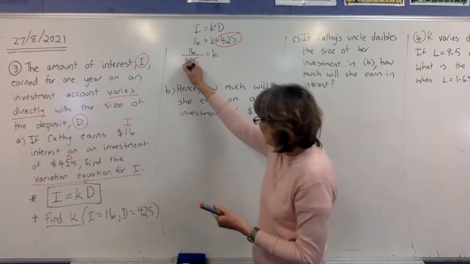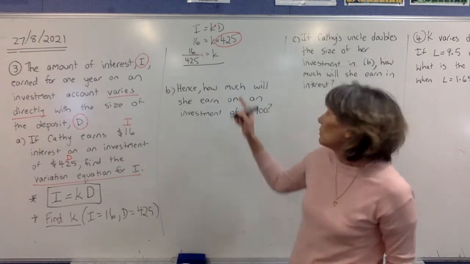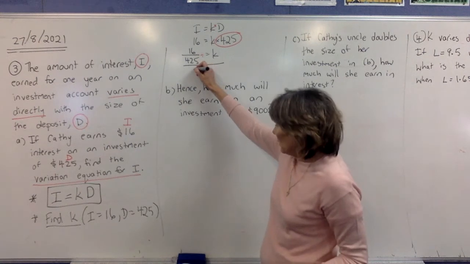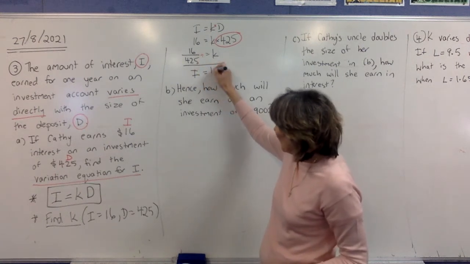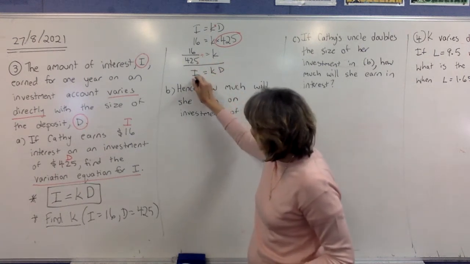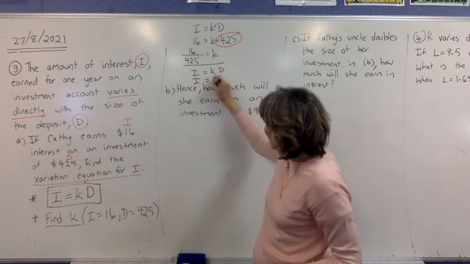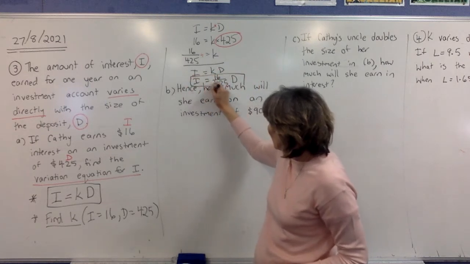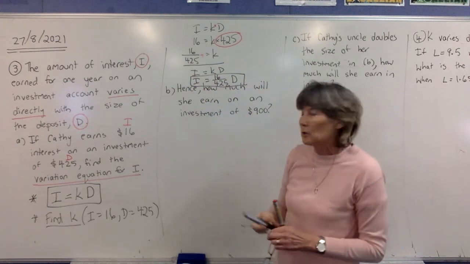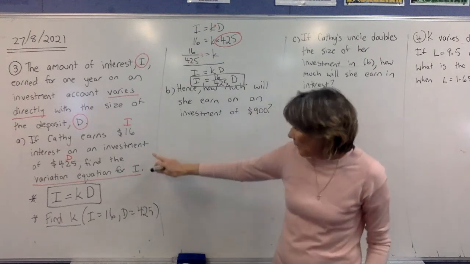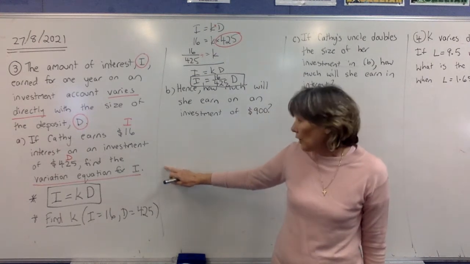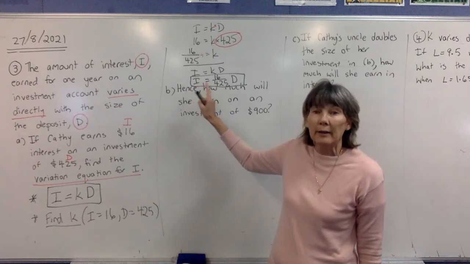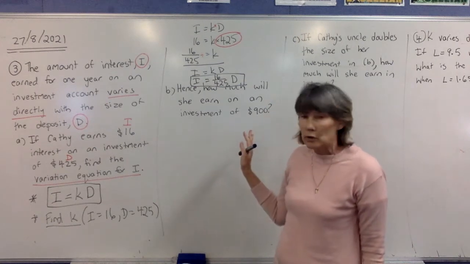That's my K value. Now I'm going to put that K value back into here to get my equation. So I have I equals KD, and now I'll put it in. I've got I equals 16 over 425 D. I'll put a box around that because it's a bit hard to see. That's my answer. That is what they wanted you to find: the variation equation for I. And see, my equation starts with I. That's what they want, and that's all you do there.